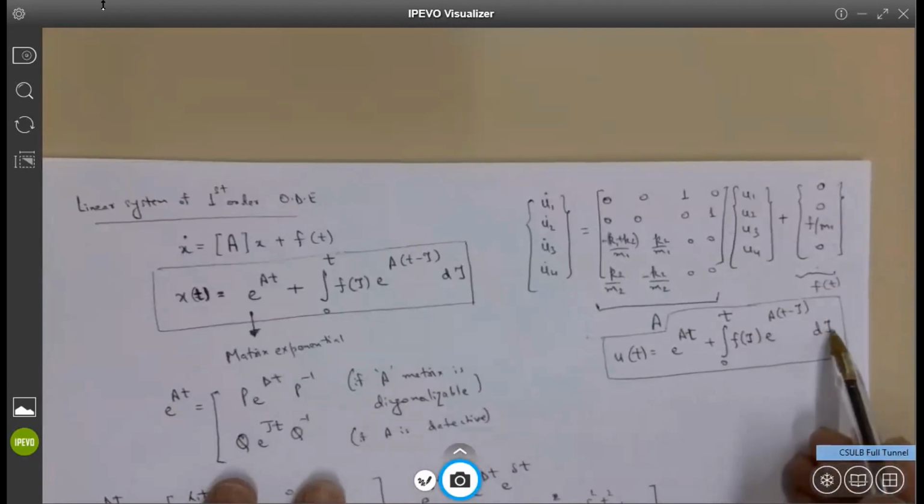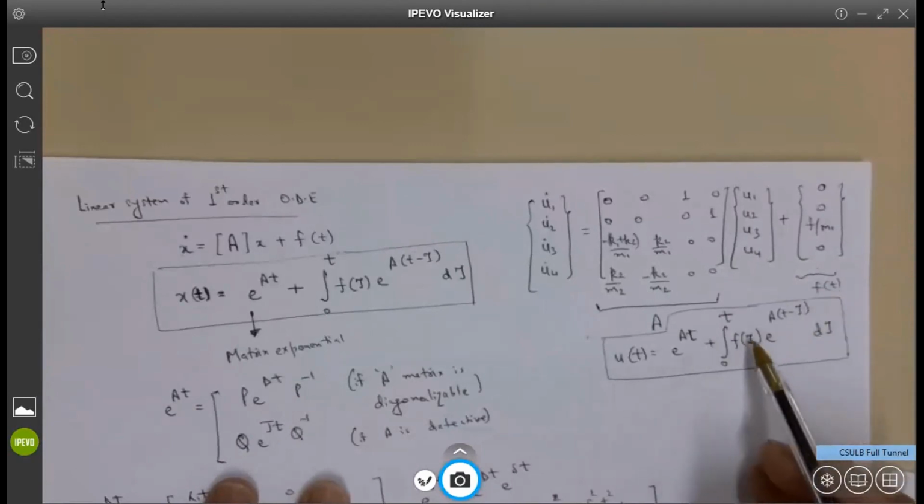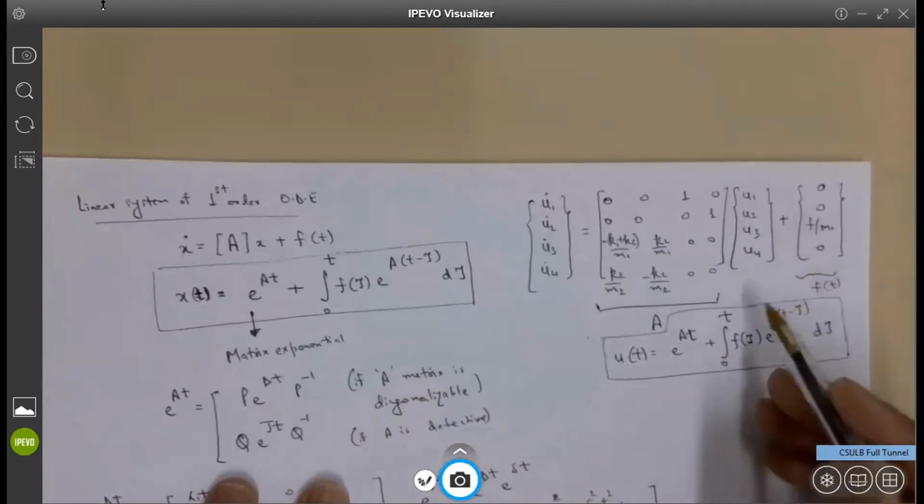It is basically a variable in the integral. So it is just like f of t. Instead of f of t, you are going to f of tau. So instead of t here, you are going to represent this as tau. So for example, if f of t is sine of t, you are going to use sine of tau here in this expression.